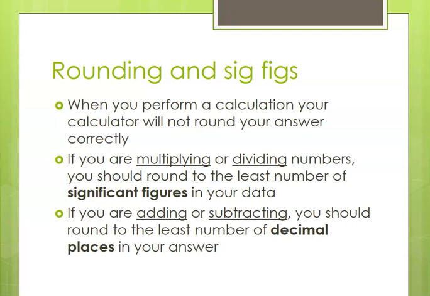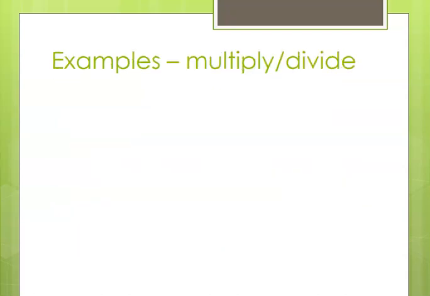I'll show you some examples in a minute. Adding or subtracting is easier. If you're adding or subtracting, you should round to the least number of decimal places. But I'm not really going to worry about that because most chemistry doesn't involve a lot of adding and subtracting. It involves a lot of multiplying and dividing. So let's have a couple of examples of those.